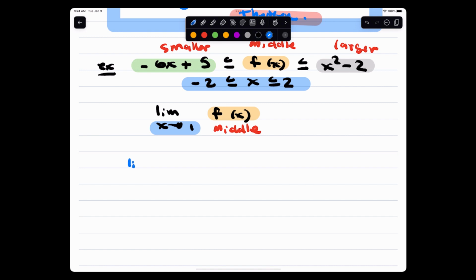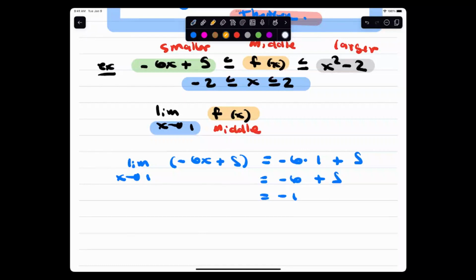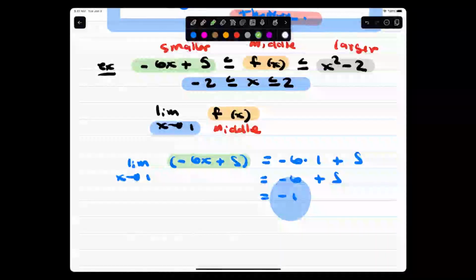So here's what we say. What's the limit as x goes to 1 of that -6x plus 5? Do you guys know what that limit is? What do you guys know about this function, -6x plus 5? It's a nice polynomial function. It's nice and continuous. Direct substitution. Do we get a finite number as I plug in my number? Yeah, -6 plus 5. What do you get? That's -1. So that's the limit of the smaller function.